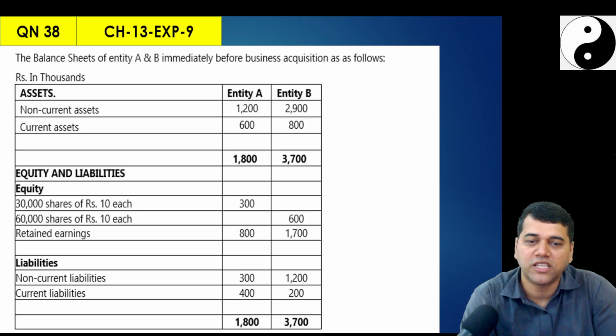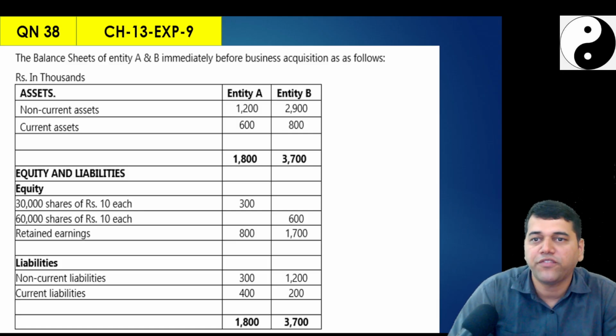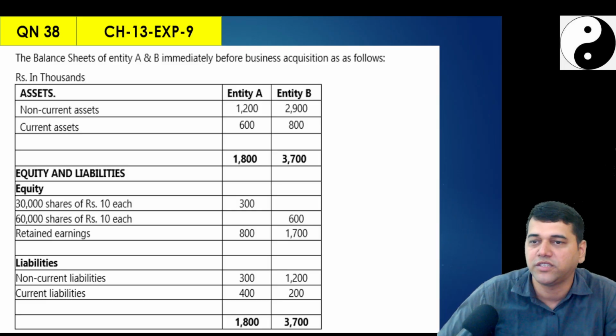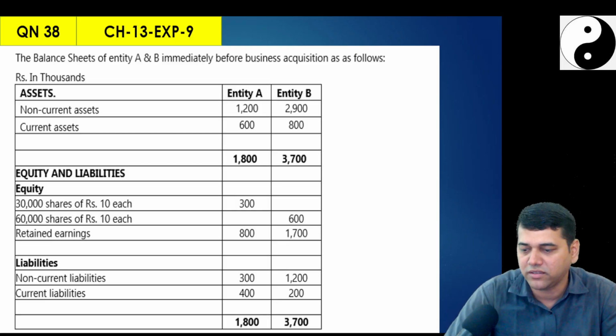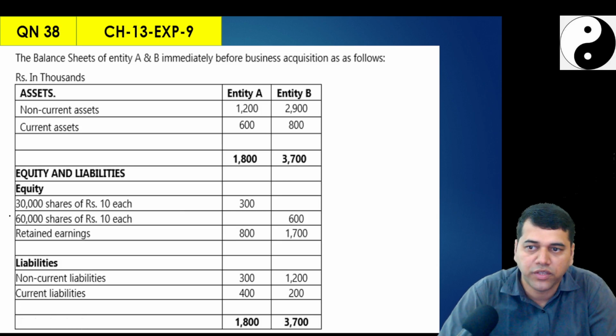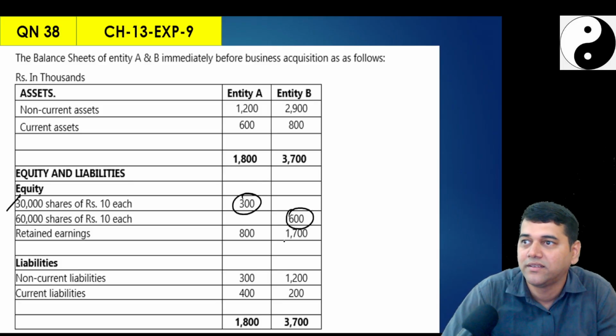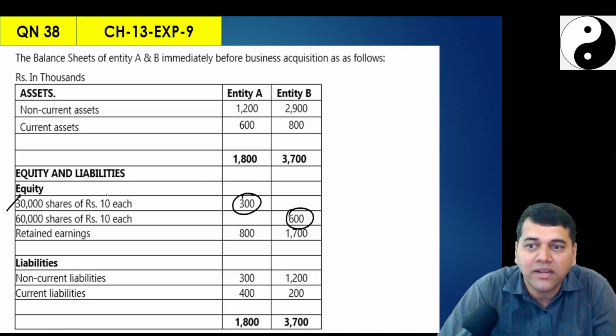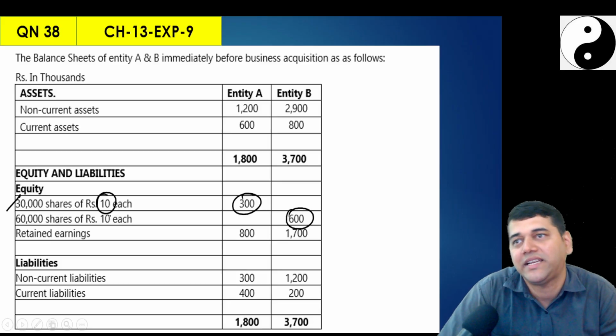Yes, move on to the last question. The balance sheet of A and B immediately before acquisition is given, and the numbers, I think, are similar to the previous question. Just see, the numbers are similar. Everything is the same except here, 30,000 shares, 300 and 600 are there. Same as the previous question, but face value is 10. Good.